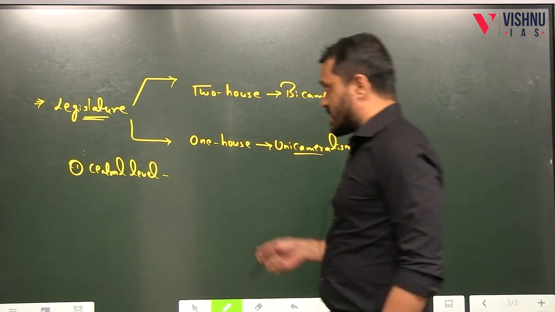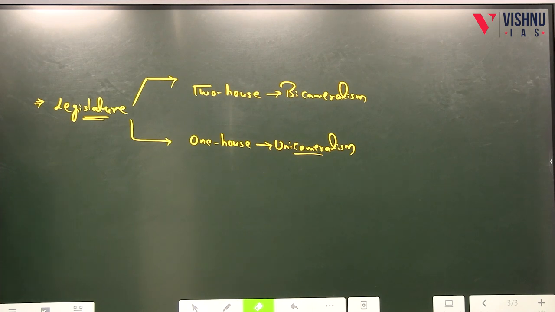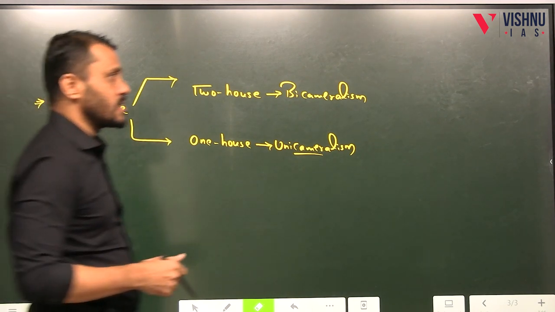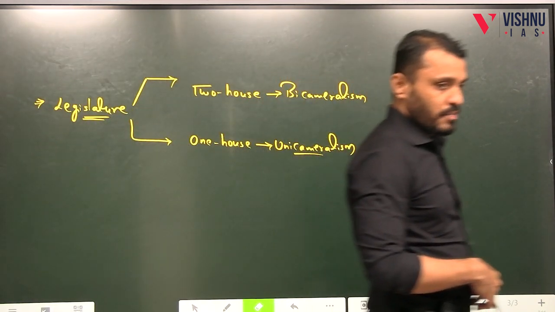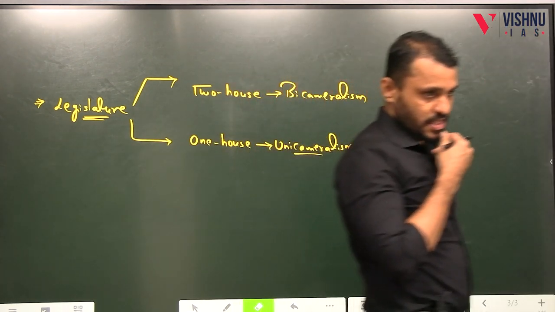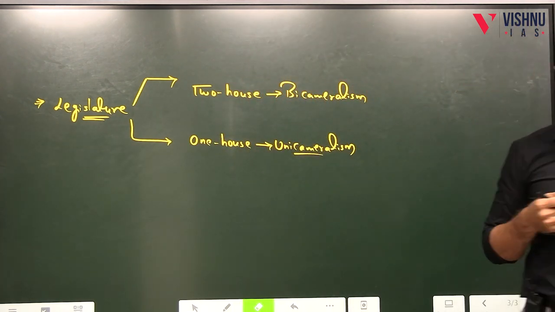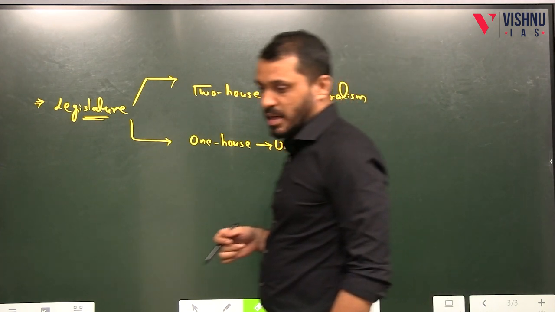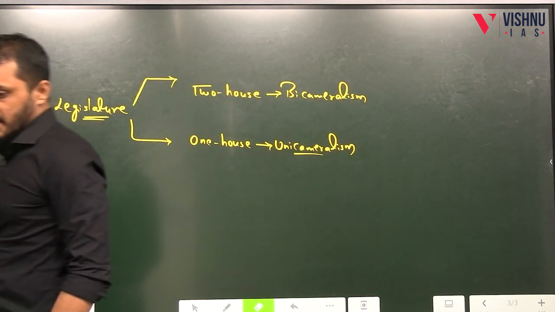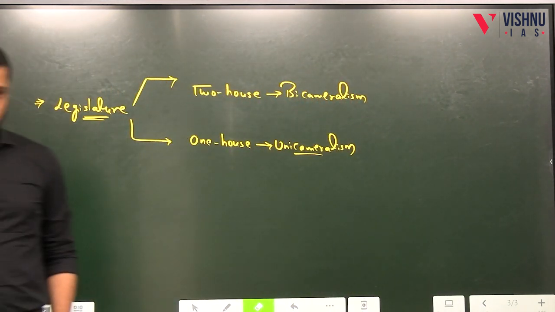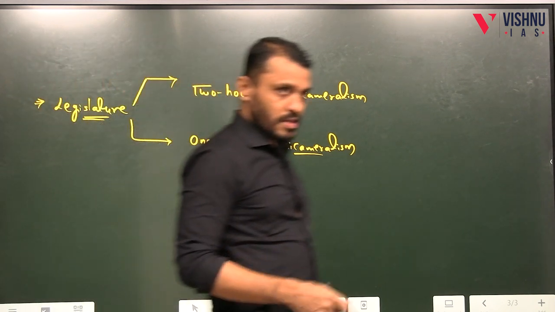Next point, state legislatures, a separate point I'm talking about. State legislatures might be unicameral or bicameral. It depends on the states. Next point.